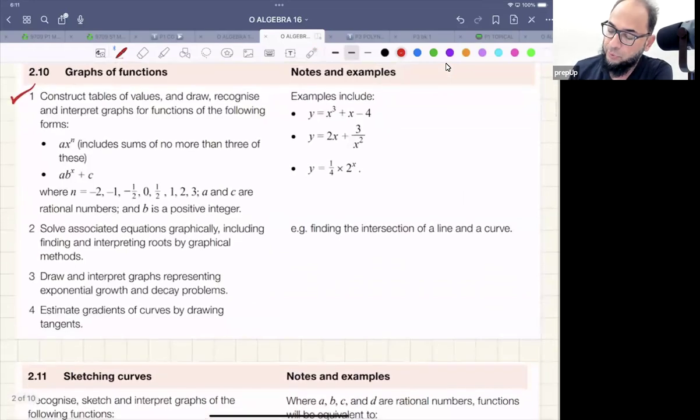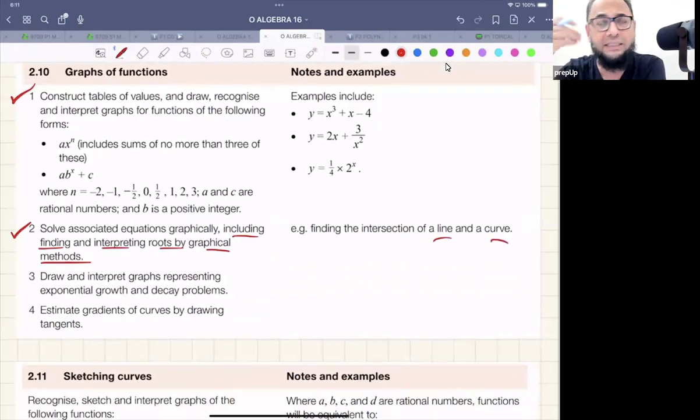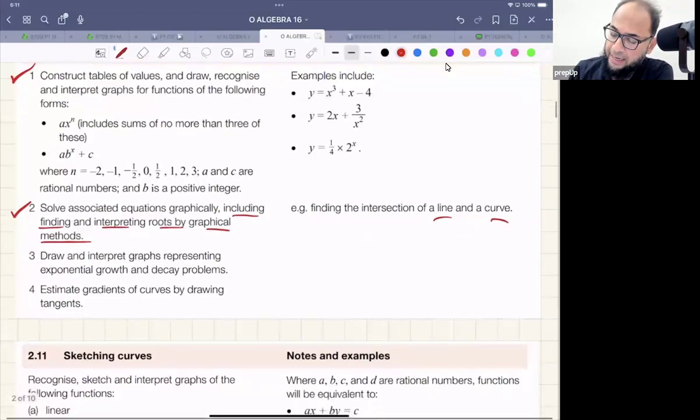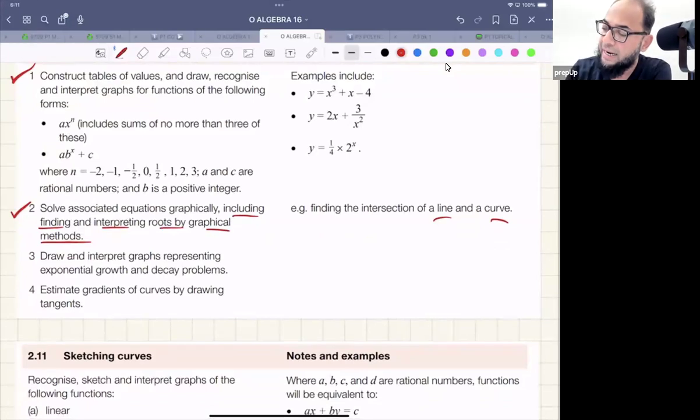Solve associated equations graphically, including finding and interpreting roots by graphical methods. This we have done. We have drawn a line, we have drawn a curve, we have found the point of intersection, that is the roots of that single equation. Draw and interpret graphs representing exponential growth and decay. This is not yet done. And estimate gradient of curves by drawing tangents. This is done.